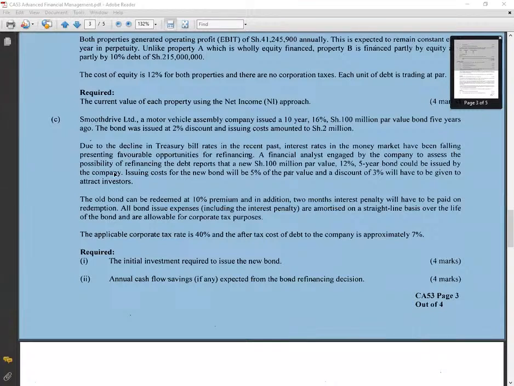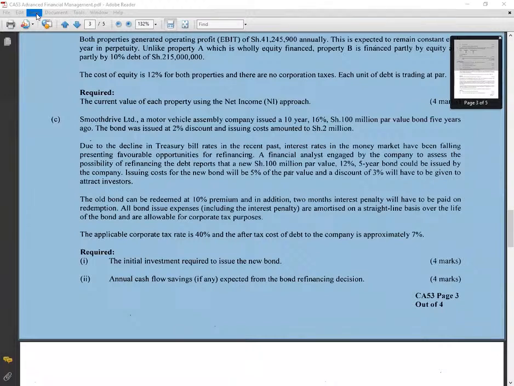Issuing cost per annum. So the issuing cost per annum, what do we have here? The issuing cost per annum for the new bond. What have they told us? They have told us a 5-year bond could be issued by the company. Issuing cost for the new bond will be 5% of the par value, so 5% of the par value, which is 100.